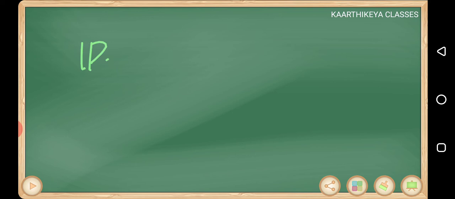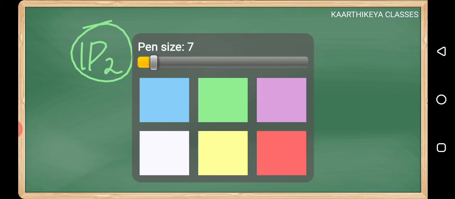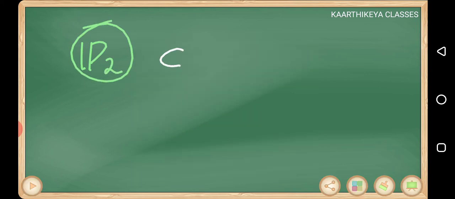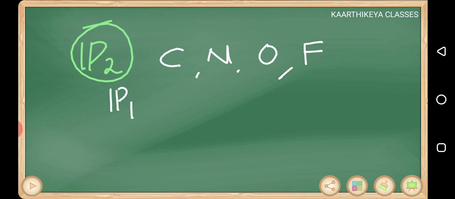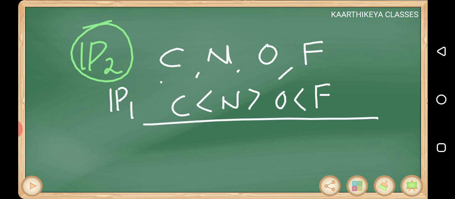The first question is IP2 order. IP2 order of carbon, nitrogen, oxygen, fluorine. IP1 order is known to you. Carbon is less than nitrogen, nitrogen is more than oxygen, and it is less than fluorine; oxygen is less than fluorine. Why is this the answer? Because nitrogen is having half-filled stability.